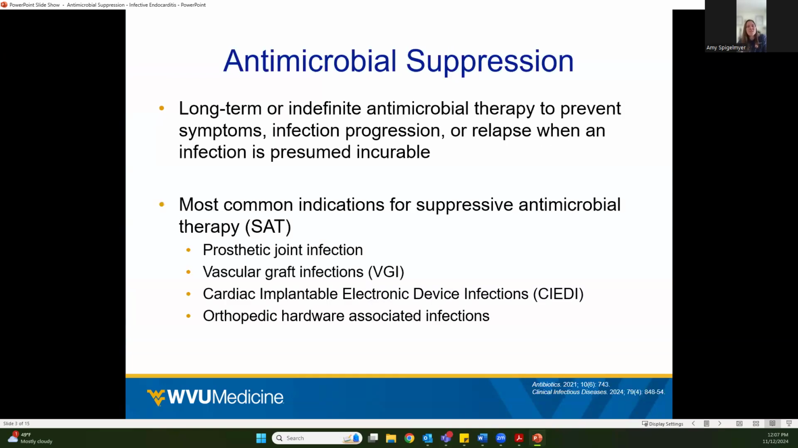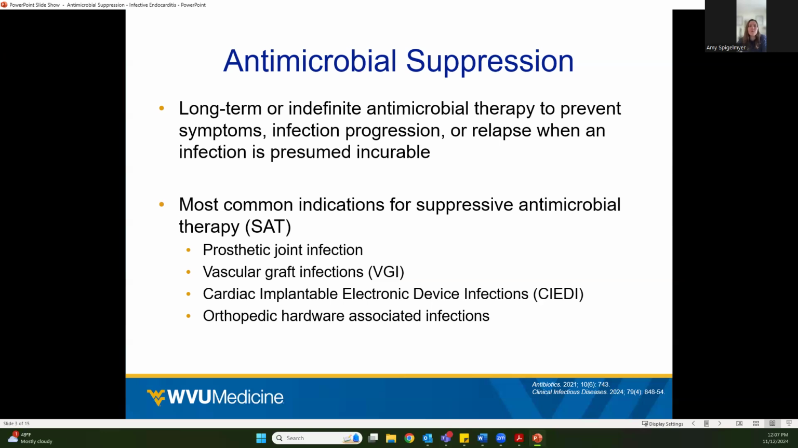Before we jump into infective endocarditis and suppressive antimicrobial therapy, I did want to take a step back and just discuss antimicrobial therapy or antimicrobial suppression as a whole. In general, antimicrobial suppression is described as long-term or indefinite antimicrobial therapy to prevent symptoms, infection progression, or relapse in patients with an infection that is presumed to be incurable.